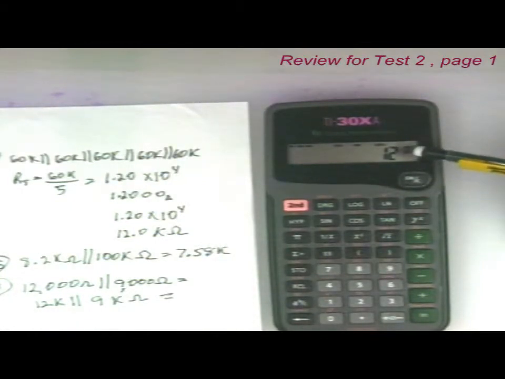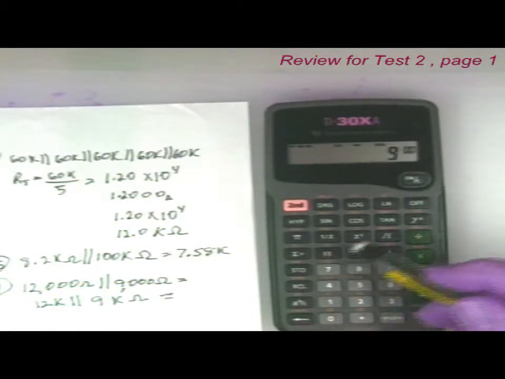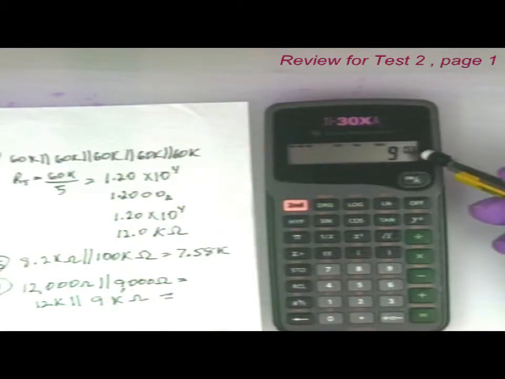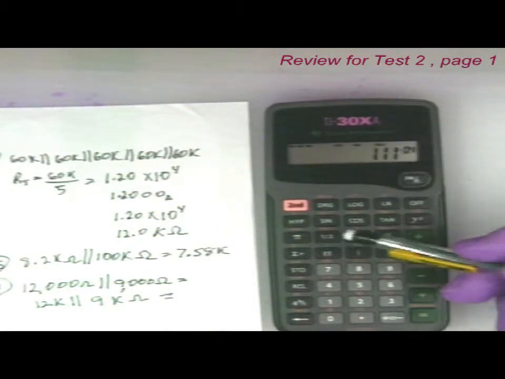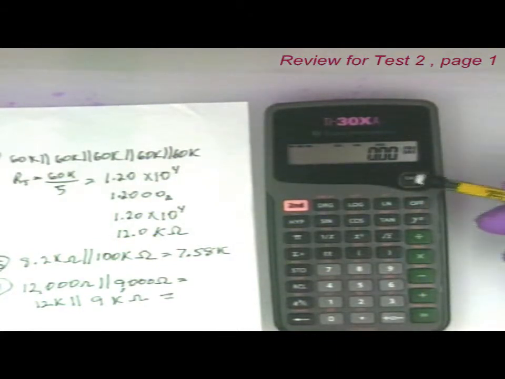Now, it's in parallel with a 9K. So I hit the plus, I hit the 9, double E3 for 9K. That's what we have in the window. Then the reciprocal, and no plus this time, it equals that. Did we do it wrong? I don't know if we've reciprocaled too many times here. Let's try it one more time.